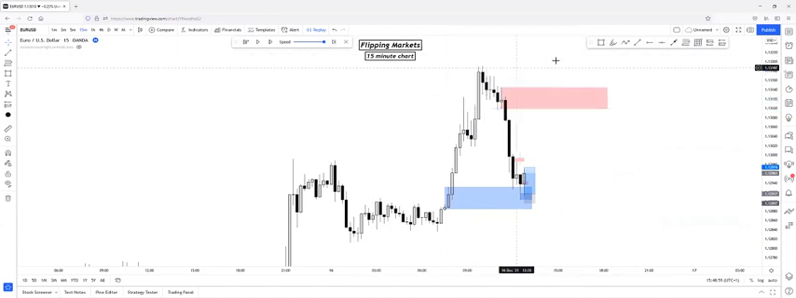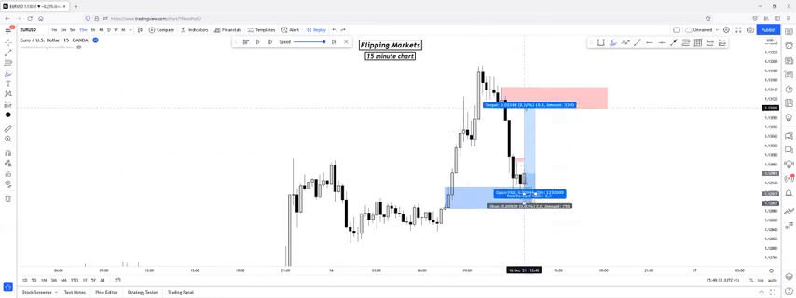So we can easily target this zone because, as you can see, it changed character to the downside here with inefficient movement. So this was the supply that changed character on the 15-minute chart. So this is a really, really valuable supply zone. So the target point will be this supply zone.